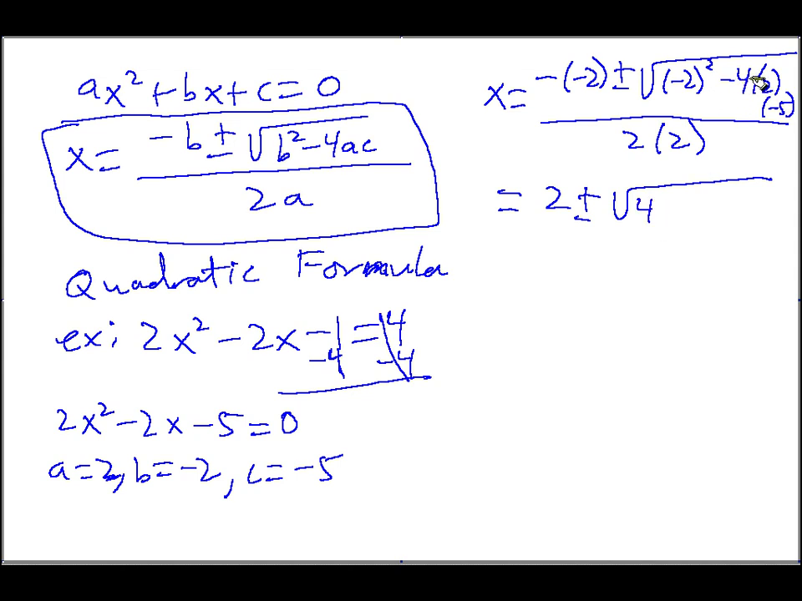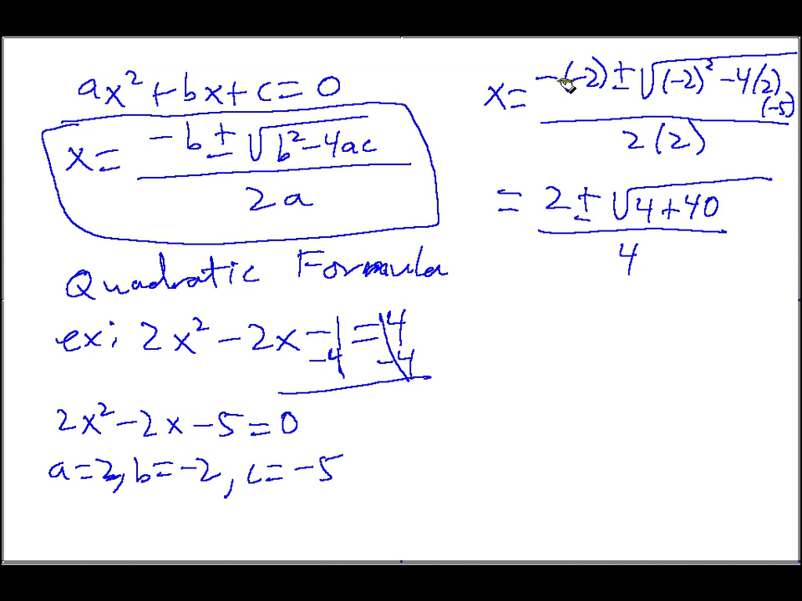And look at this here. What is negative 4 times 2 times negative 5? So negative 4 times 2 is negative 8, times negative 5 is positive what? So negative 8, positive 40. Can we see that? All right? All over what? 2 times 2? 4. Are you with me on that?